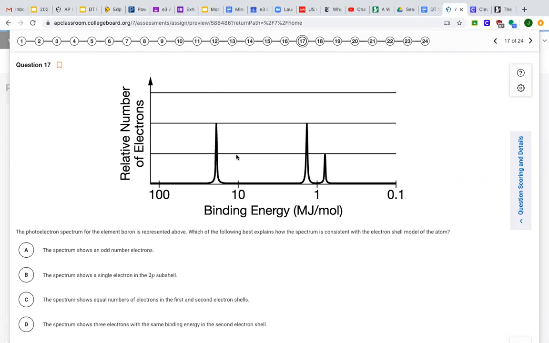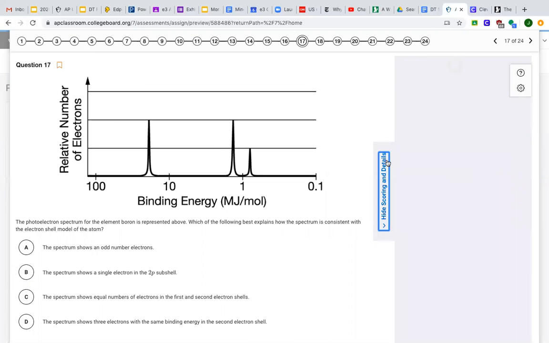I mean, I don't know, because I don't know how you conceptualize the shell. Normally when we draw those shells, we draw the second shell including 2s and 2p. So I kind of don't like this. Right. And then 3 electrons with the same binding energy in the second shell. No, they don't have the same binding energy. So B is the only decent answer. Okay, I'm going to go with B. Let's just double check that that's correct.